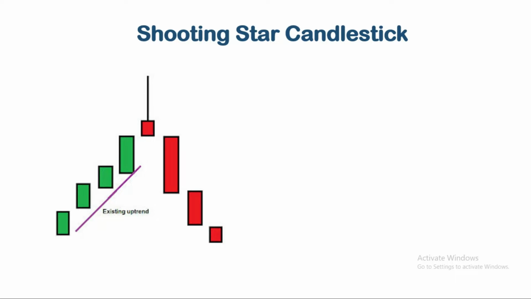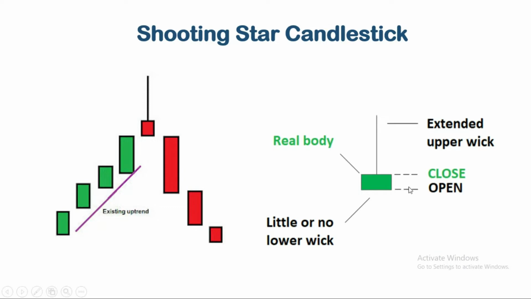A shooting star opens and then rises, like here on the right side you can see. It opens and rises strongly during the day over here. As the day progressed though, the sellers stepped in at this place and pushed the price back down to near the open, erasing the gain of the day. This shows that the buyers lost their control, and at the close of the day the sellers may take control.